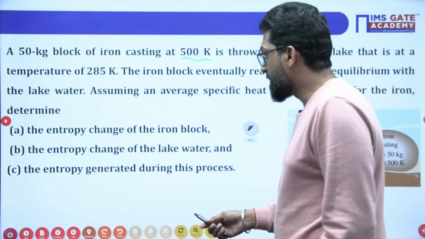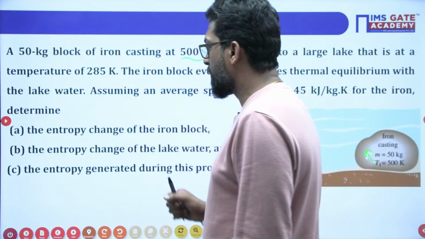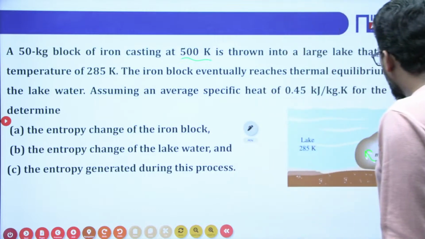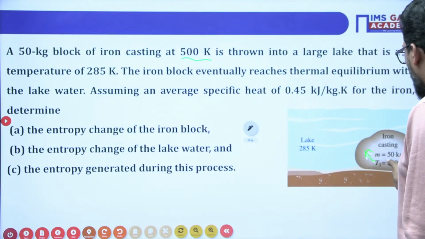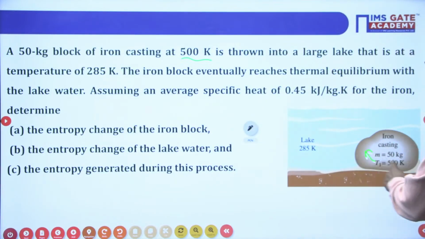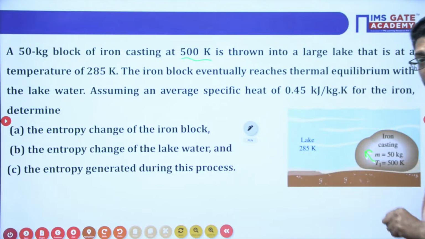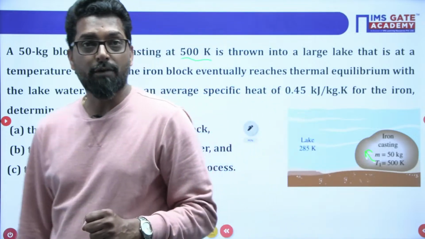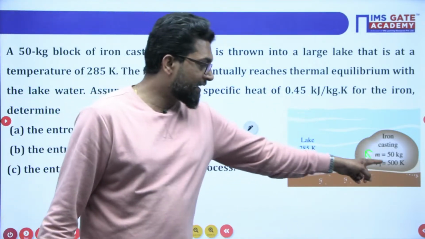So due to this temperature change, what is the entropy generation of the iron block? Now this iron will transfer the heat to the lake. Why? Because its temperature will decrease. That means after equilibrium is reached, what is the final temperature of the iron? Please tell me.